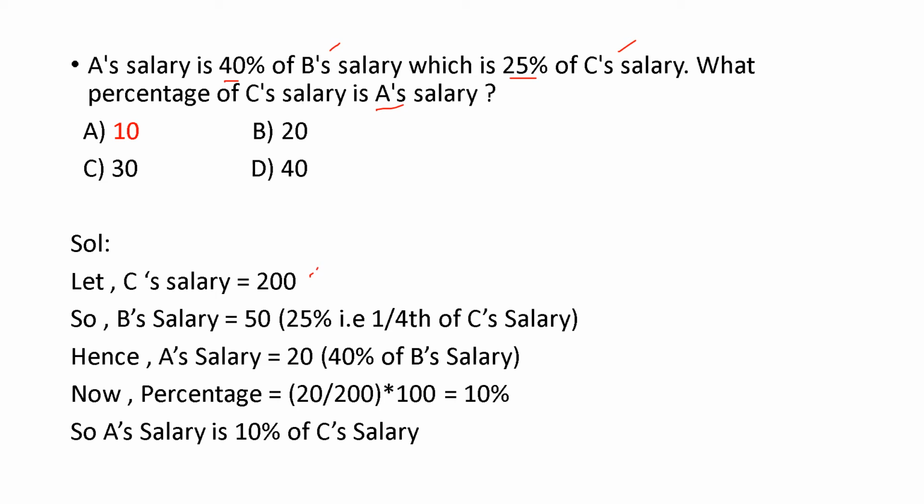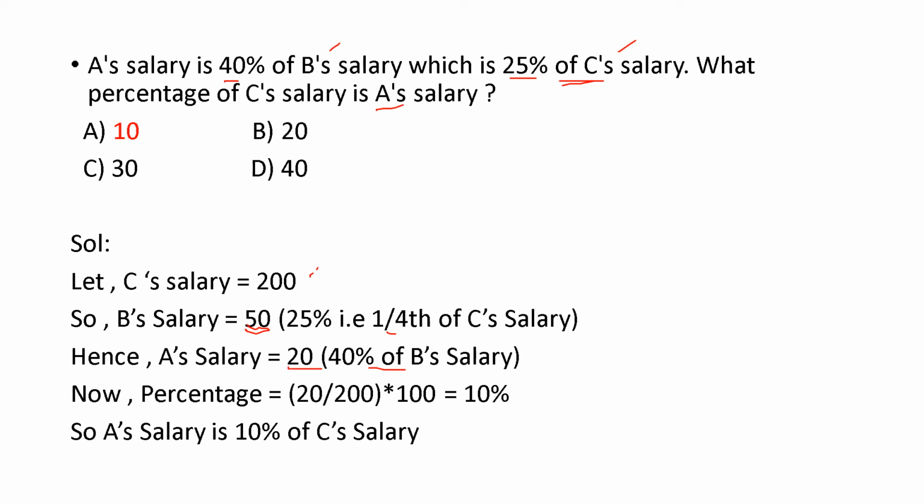So B's salary is 25% of C's salary. It is given. 25% means 1 by 4 of C's salary, and that is 50. Now A's salary is 40% of B's salary. So 40% of 50, and that is 20.